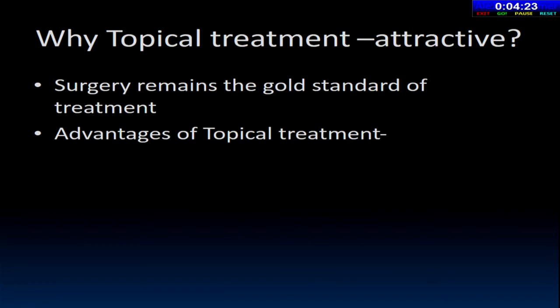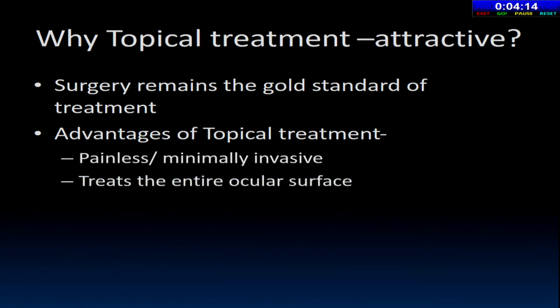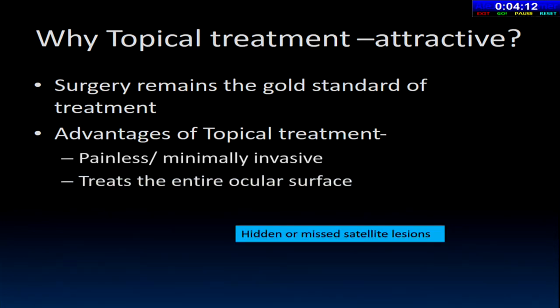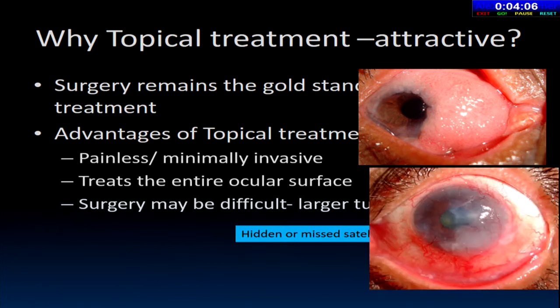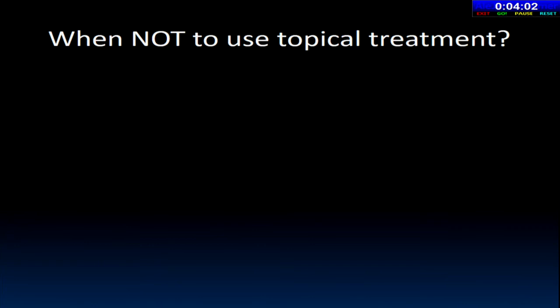Though surgery remains the gold standard of treatment, there are advantages of topical treatment. It's painless and minimally invasive, and treats the entire ocular surface, even the hidden or missed areas. Surgery is, of course, difficult in cases like this, or maybe even this, where you cannot see the margins of the tumor. But that doesn't mean you go in and use topical treatment in all the cases. You must know where not to use topical therapy.